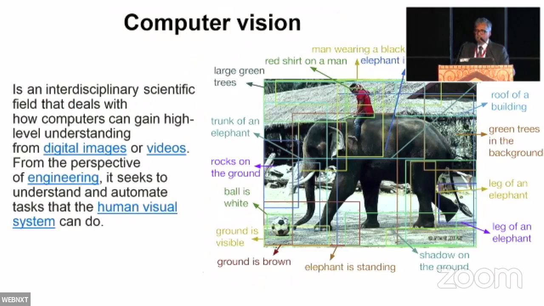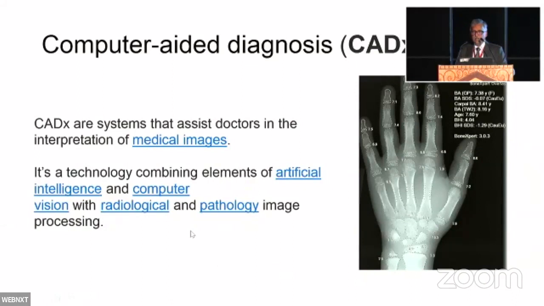The next is computer vision. So computer vision is an interdisciplinary scientific field that deals with how computers can gain high-level understanding from digital images and videos. So if you put a photo into the computer, it will try to analyze all the different things that are there in the photo and understand what is contained in the photo. And that is computer vision. And we have already started using computer vision.